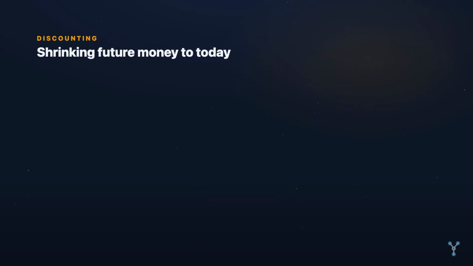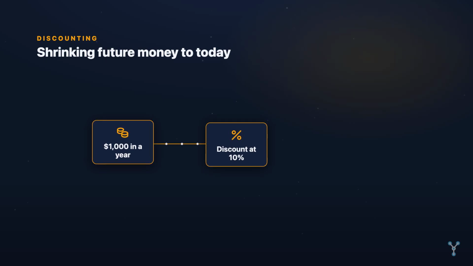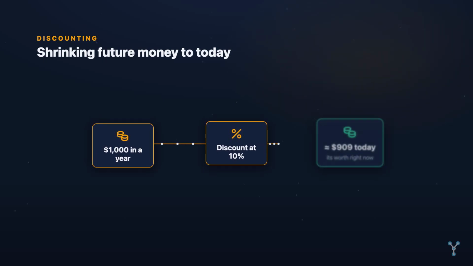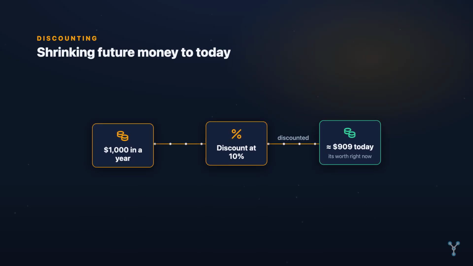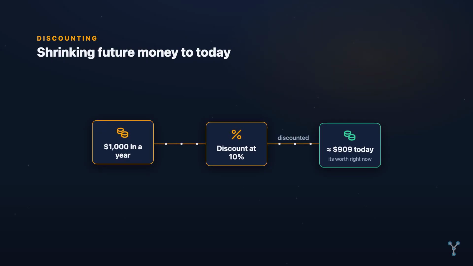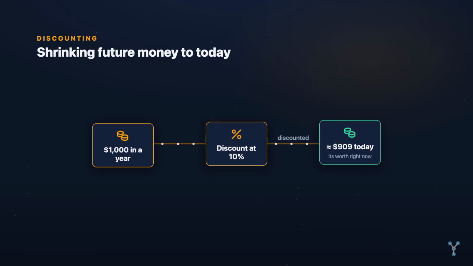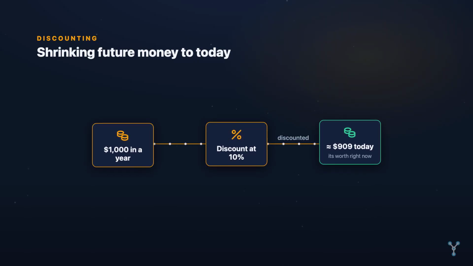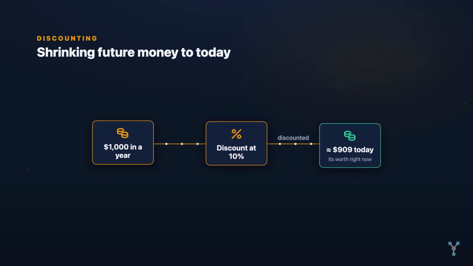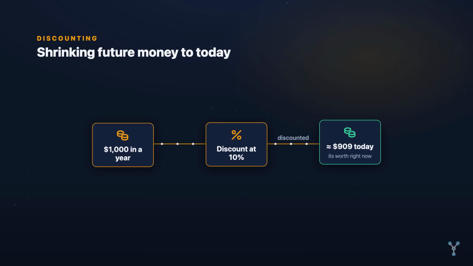Let me make that concrete. Suppose I offer you $1,000, but you have to wait a year to receive it. What's that promise worth to you today? Well, if you could reliably earn, say, 10% a year on your money, then you'd only need to set aside about $909 today to have $1,000 in a year. So that future $1,000 is worth about $909 to you now. We say we've discounted it back to the present. That shrinking of future money into today's terms is called discounting, and it is the heartbeat of finance.